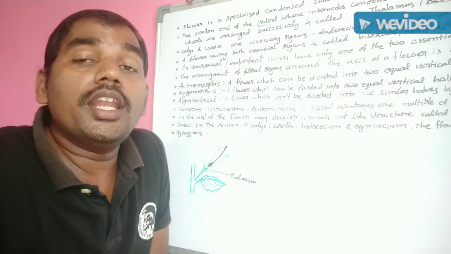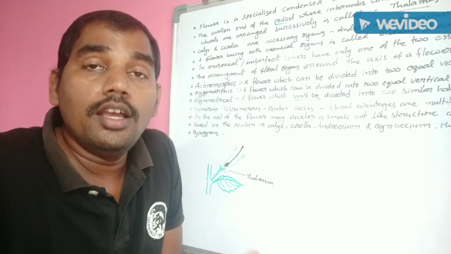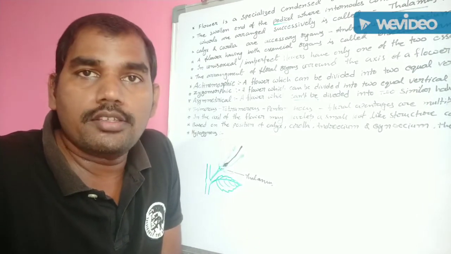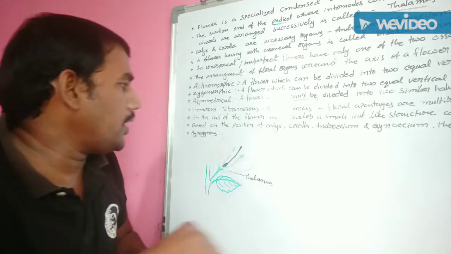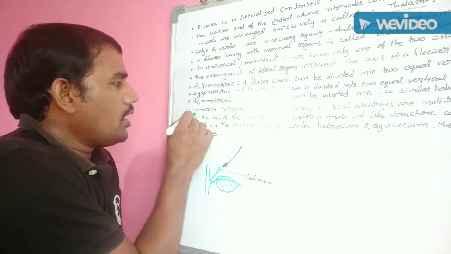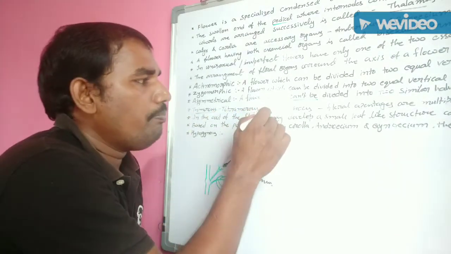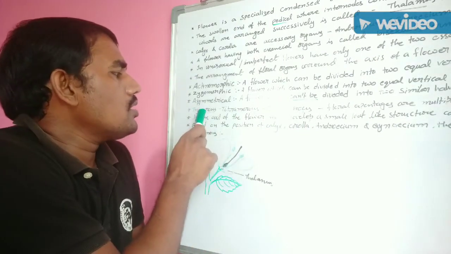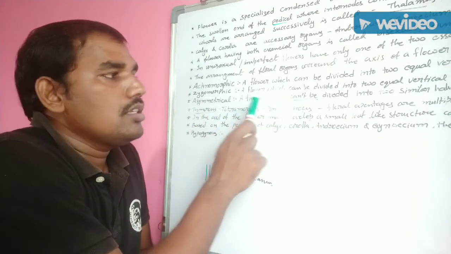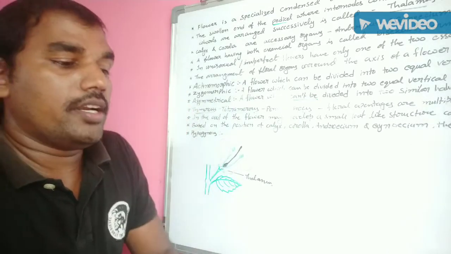On the basis of the number of floral appendages, flowers are categorized into three. What are they? Trimerous, tetramerous, and pentamerous. The first one is trimerous.